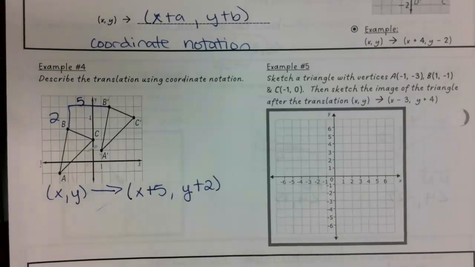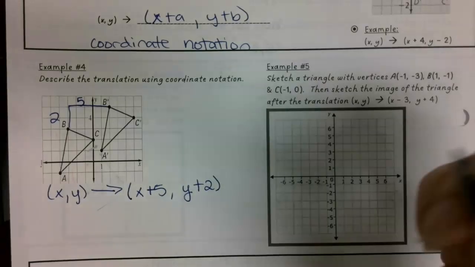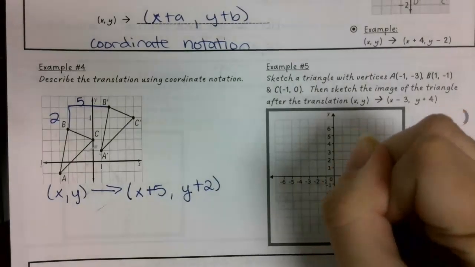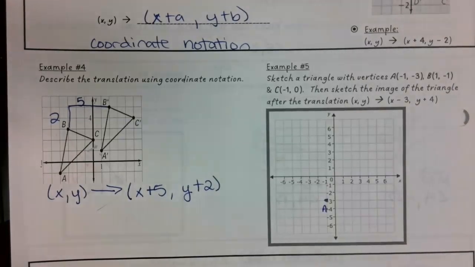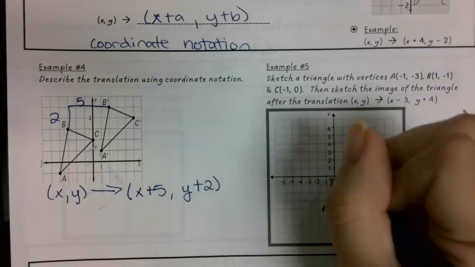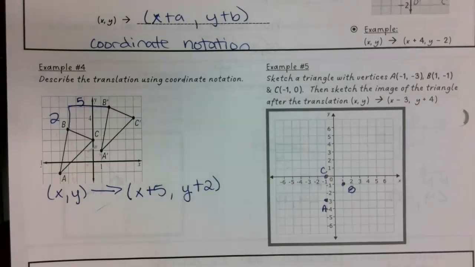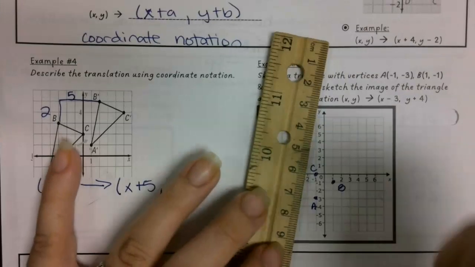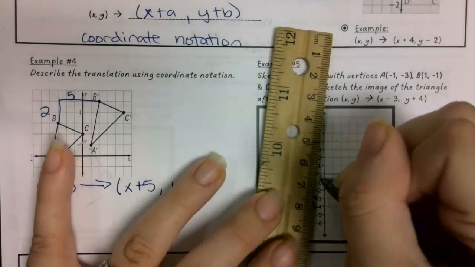Okay, number 5 wants me to sketch a triangle with these vertices: A is -1, -3. B is 1, -1. And C is -1, 0. So I label those as I plot them, and then I want to connect them because it tells me it's a triangle.